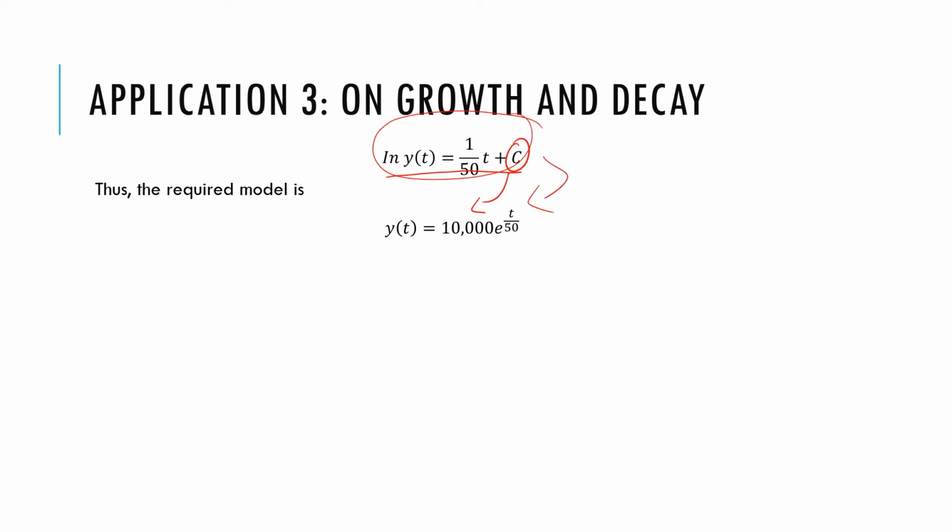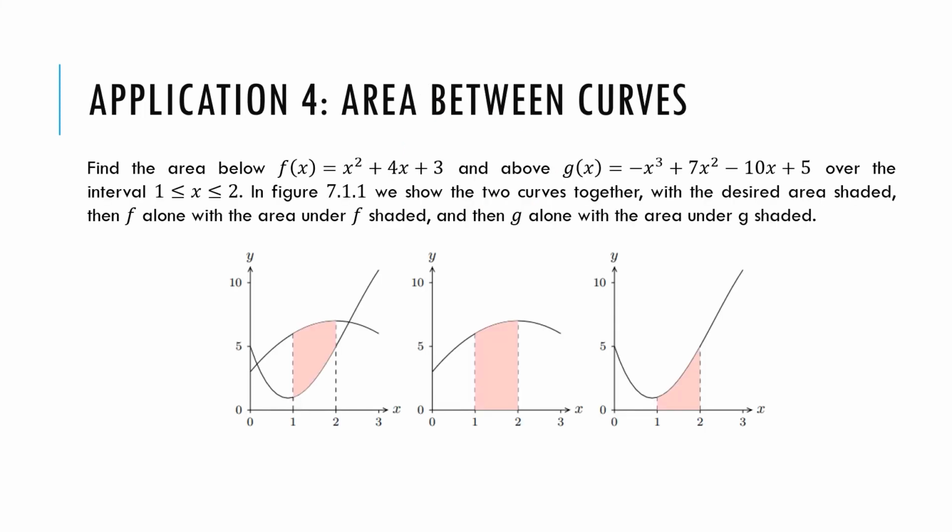And for the last application, the area between curves, guys, which is medyo mahirap, but you can do this, guys. Yung area between the curves is isa siya sa mga pinaka-ginagamitan ng integration. So, yan, makikita nyo on this example. So, find the area below f of x is equal to x squared plus 4x plus 3. And above, g of x is equal to negative x cubed plus 7x squared minus 10x plus 5.